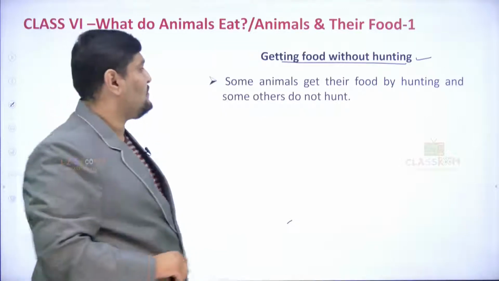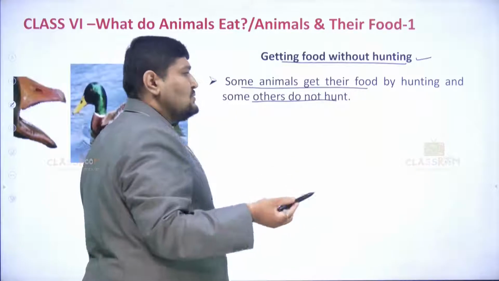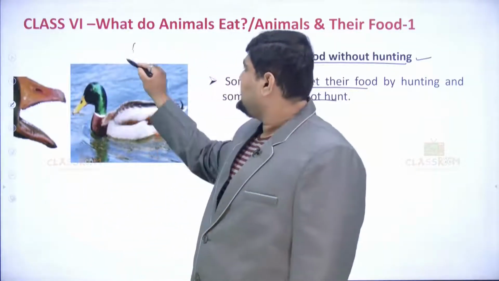Let's see. Some animals get their food by hunting and some others do not hunt. For example, you can see a duck. Can you see a duck?